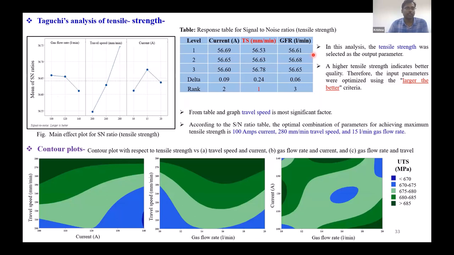optimization in order to have the regression analysis based on the Taguchi analysis and ANOVA analysis. So it is also observed that for the case of tensile strength, the major important parameters, obviously, are the current and the travel speed, for the larger-the-better condition. And the optimum condition which we obtain for these cases is 100 amperes, 280 meters per minute for the travel speed, and 15 liters per minute gas flow rate.